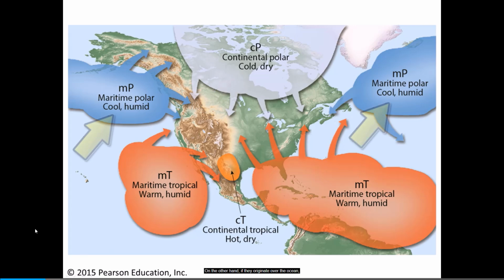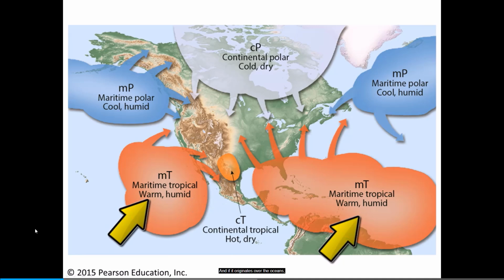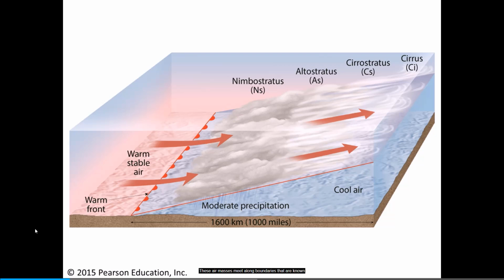On the other hand, if they originate over the ocean near the poles, then we end up seeing a more humid air mass. Down in the tropics, you would expect things to be warmer, and that is the case. If the air mass originates over the continents, that tends to be dry and warm, and if it originates over the oceans, it tends to be warm and humid. These air masses meet along boundaries that are known as fronts, and we can have either a warm front or a cold front. In either case, what ends up happening when the two meet is that the warmer of the two air masses moves up and over the colder of the two air masses.